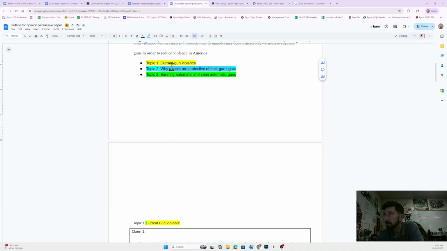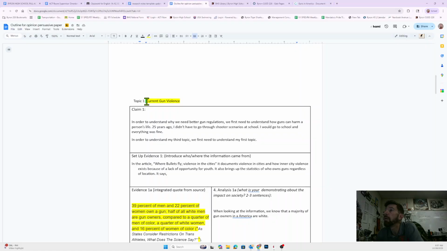Because people are going to be protective of gun rights, especially if there's gun violence, right? If there are people dying, people are going to be like, well, I need a gun too to protect myself, right? Makes sense. I understand it. So then here we are, current gun violence.